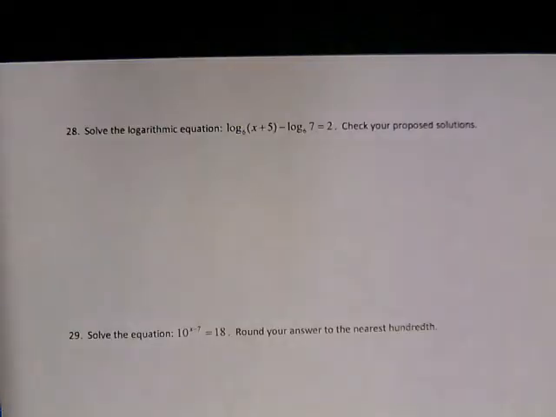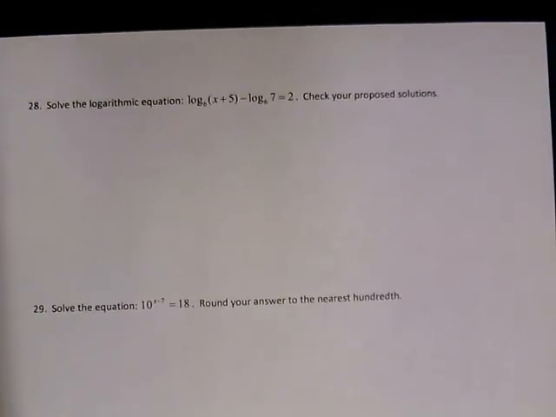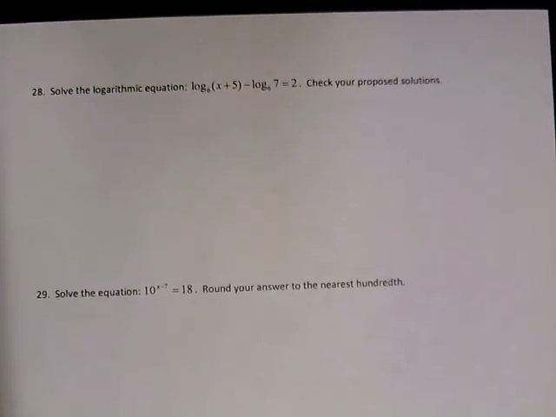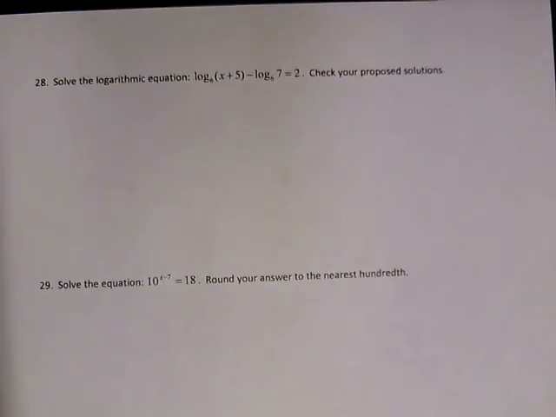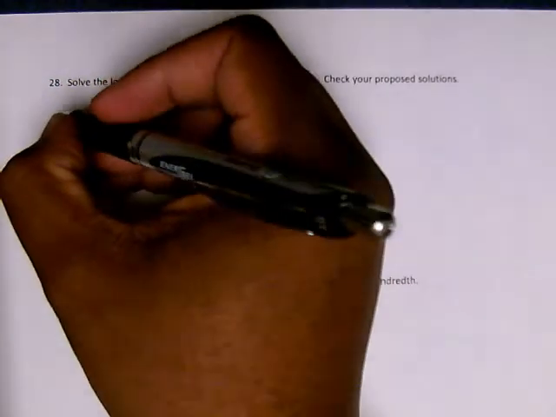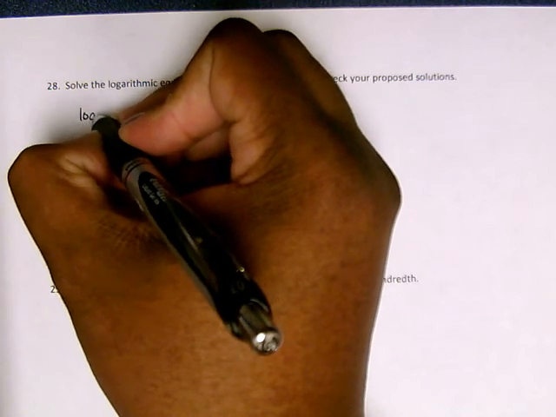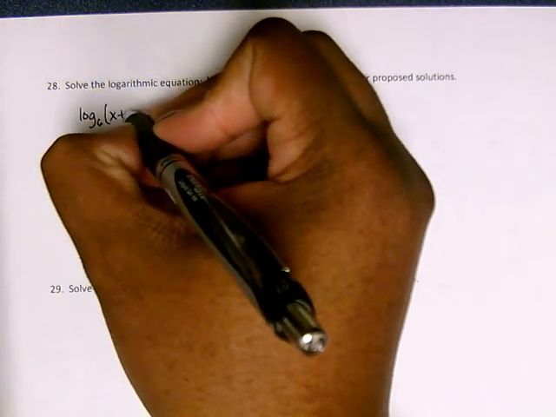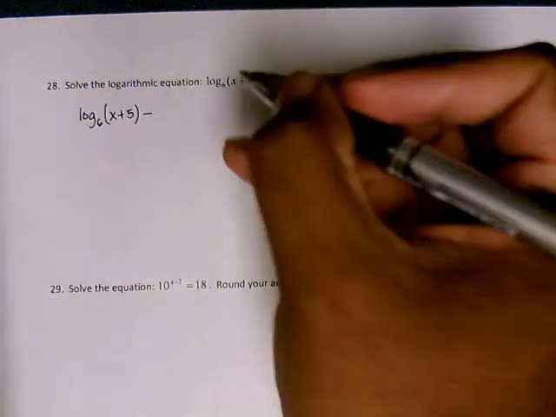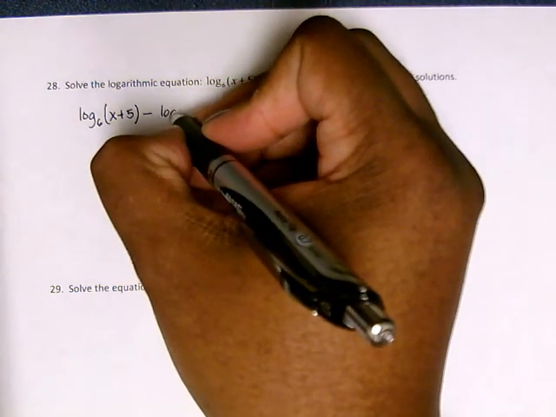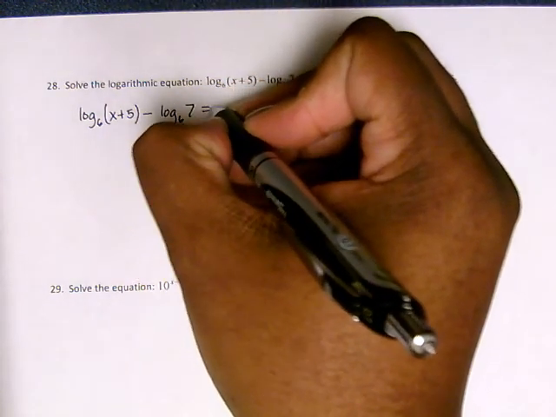Okay. Number 28 is another logarithmic equation where you have to check your proposed solutions as well. And in this case here, you got log to the base 6 of x plus 5 minus log to the base 6 of 7 equaling 2.